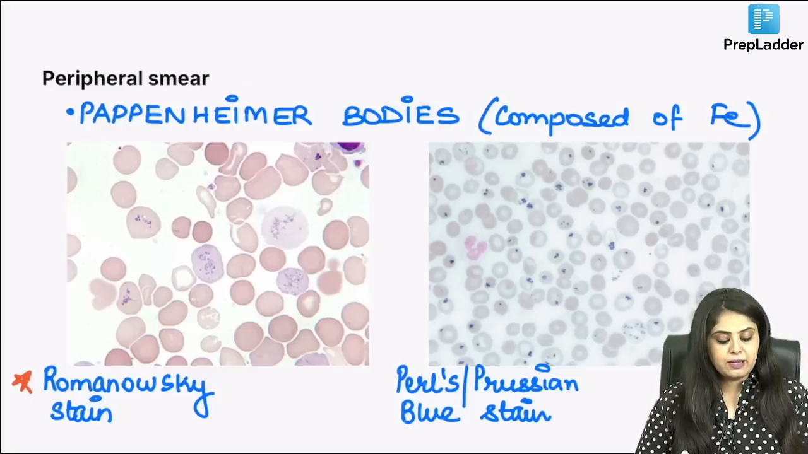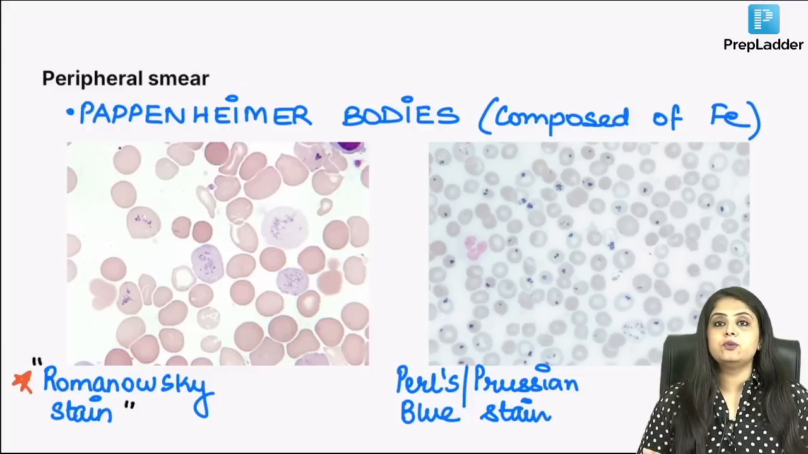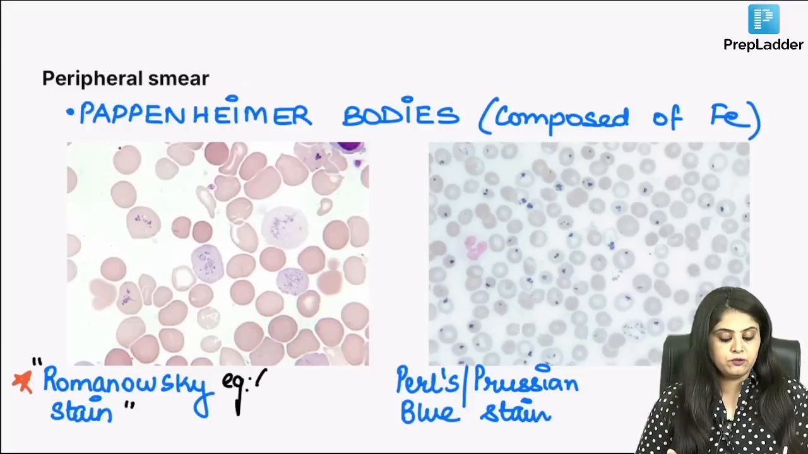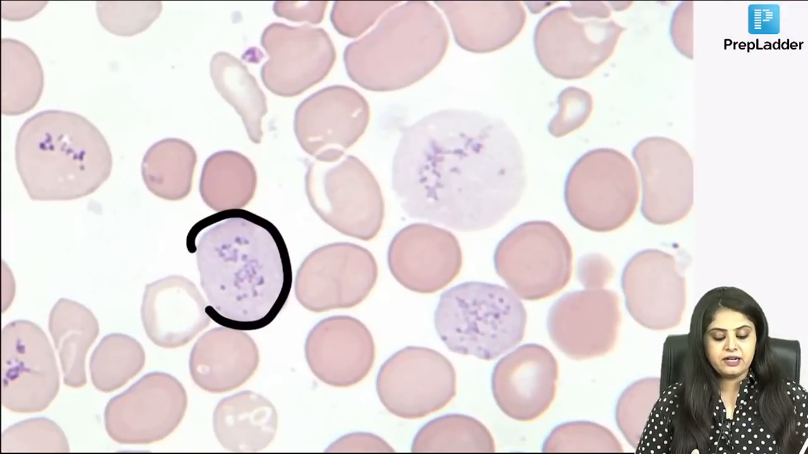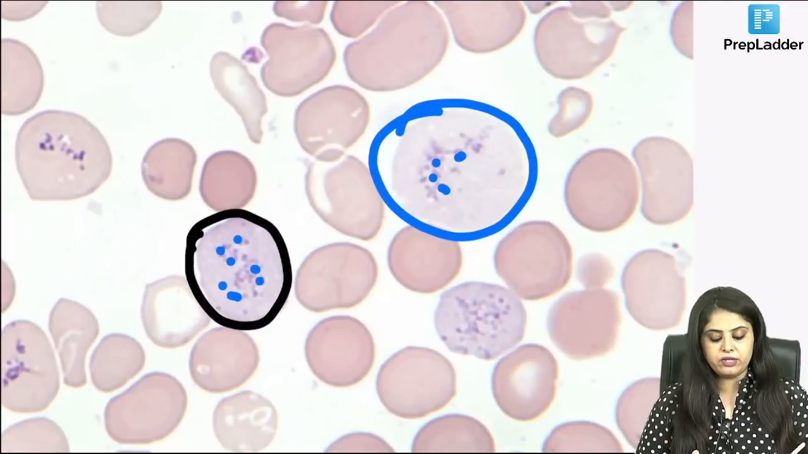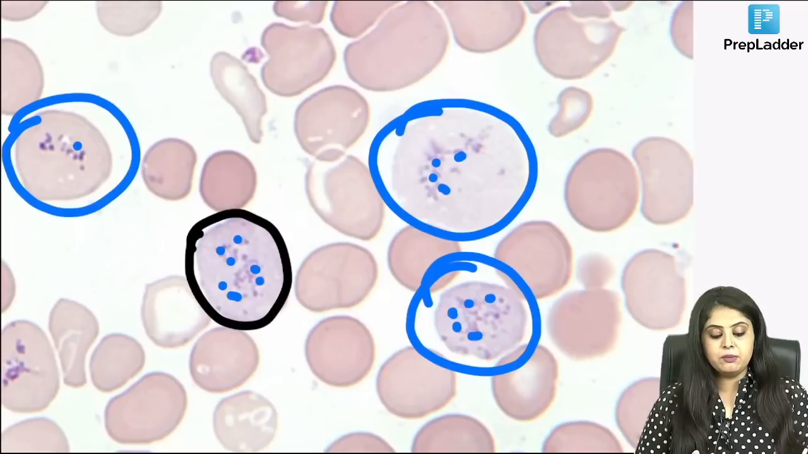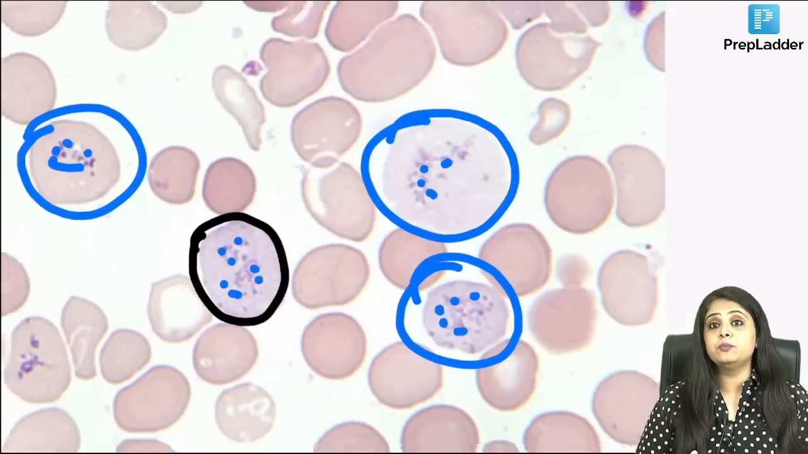Now, when I'm usually doing a hematology peripheral smear, I use the Romanovsky stains. Examples of Romanovsky stains happen to be Giemsa stain and Leishman stain. These are the usual Romanovsky family members with which you stain every hemat slide. If you look carefully inside the red blood cells, I can see multiple dots which are all the Pappenheimer bodies. And you are saying that Pappenheimer bodies are made up of iron. How do you prove it?